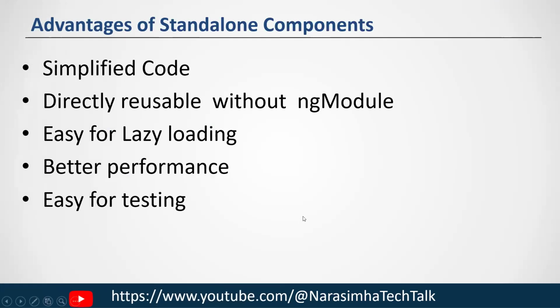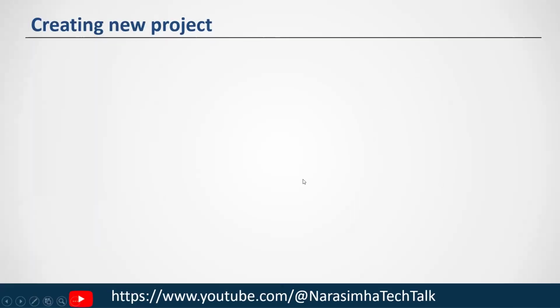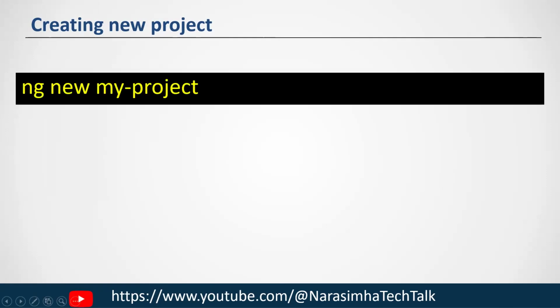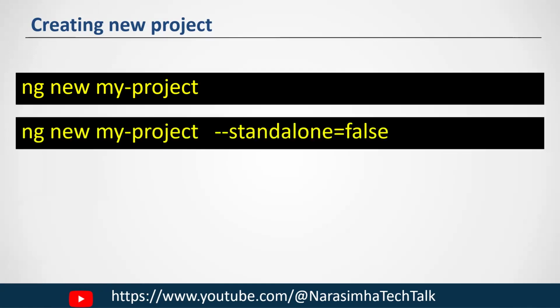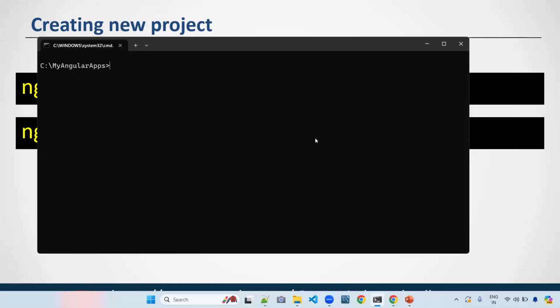Now, let us move forward. How can you create a project with standalone components? In the latest version, by default, when you create a new project, here is the Angular CLI command, ng new my project. In Angular 18, by default, the components are standalone components. In case anyone wants the old model, you need to disable this feature by adding a flag while creating the new project: ng new project and specify the flag standalone equal to false. But in this latest version, the default option is true. By default, it is standalone components only.